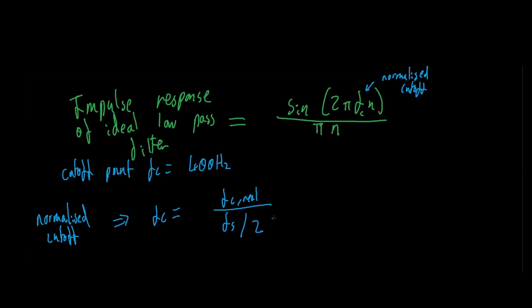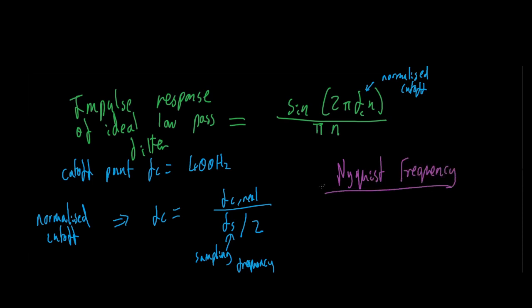Now let's decode that. What is Fs? Well, Fs is the sampling frequency. Why is it Fs divided by 2? Well, there's something called Nyquist's law, or Nyquist frequency. And Nyquist frequency basically means that Fs, your sampling frequency, equals 2 times the max frequency present in your signal.